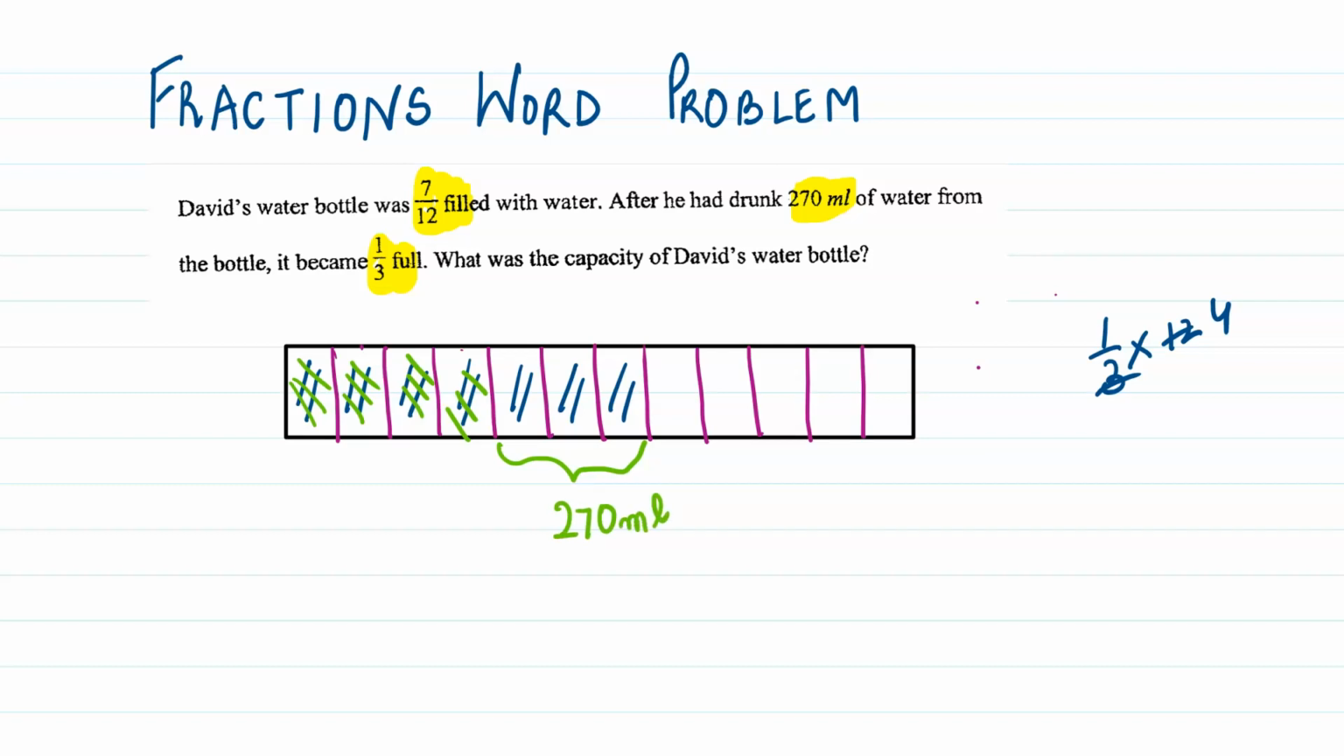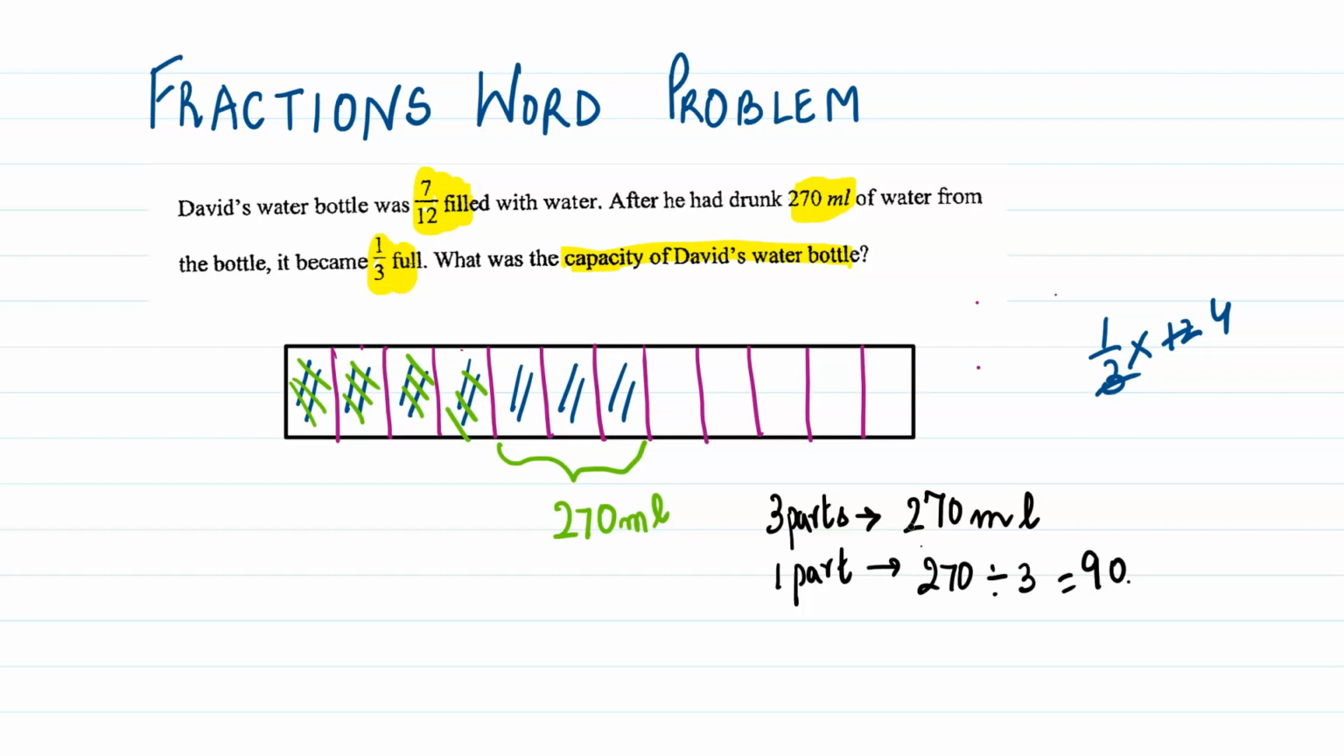And we have to figure out the capacity of David's water bottle. So, let's do the calculations. 3 parts are the same as 270 ml. So, 1 part will be the same as 270 divided by 3, that is 90 ml.